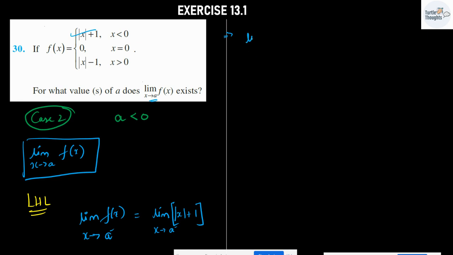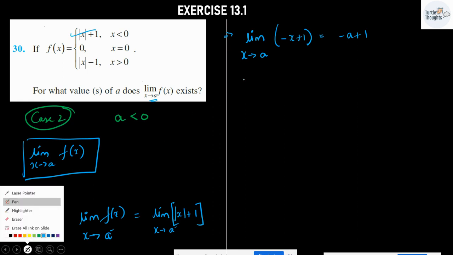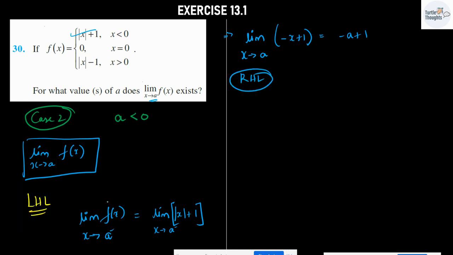Okay, next I will be considering the limit of x tending to a itself. For when x is tending to a, then I can write this as minus x plus 1. Instead of x, I can write a, so I will be getting minus a plus 1. Next I will be taking the RHL. When I take the RHL, I will be getting the value as limit of x tending to a positive of f of x is going to be what? I need to consider the function, substitute the value of a, I will be getting the answer.